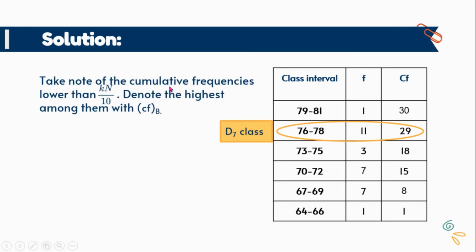So take note of the cumulative frequencies lower than kN over 10, or lower than 21. These are 18, 15, 8, and 1. And denote the highest among them with Cf sub B. So among them, the highest is 18. Therefore, this is our Cf sub B.